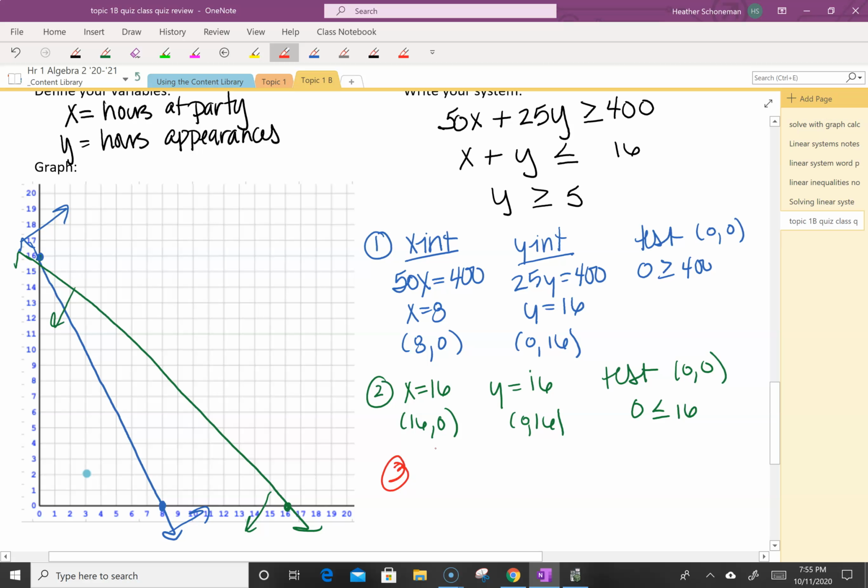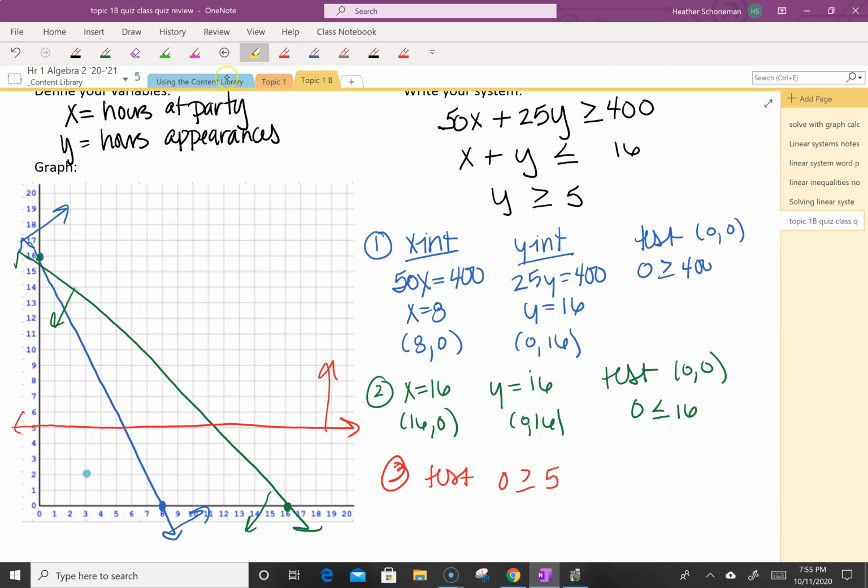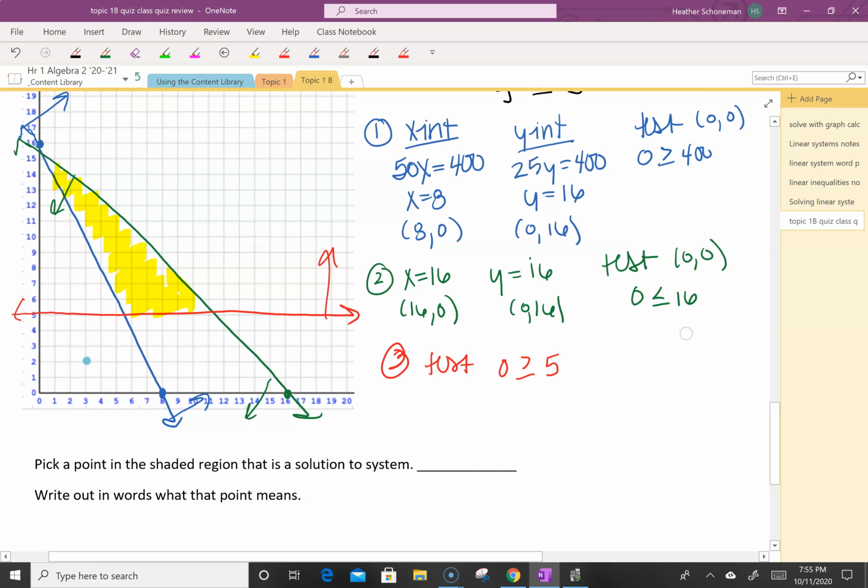And finally, y is greater than or equal to 5. Well, when it's y equals, it's a horizontal line. So here's my horizontal line. And when I test it, I get 0 is greater than or equal to 5. That is false, so I've got to shade away from the center. So what I end up shading is this region right here. That means any point in that region would make this a true statement.